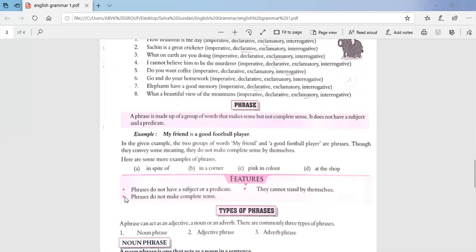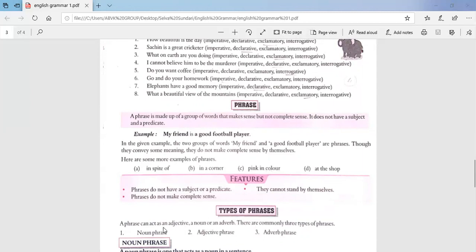Now what are the characteristics? Phrases do not have a subject and a predicate. It will not have a subject and predicate as a sentence does. They cannot stand by themselves. It cannot say, now, pink in color, it cannot stand by themselves. It requires what? A subject. And phrases do not make a complete sense. So what happens? The meaning will then be incomplete.